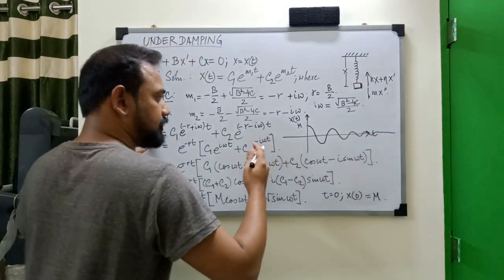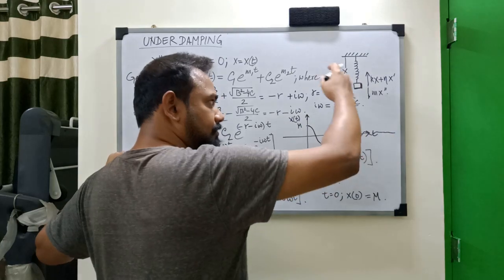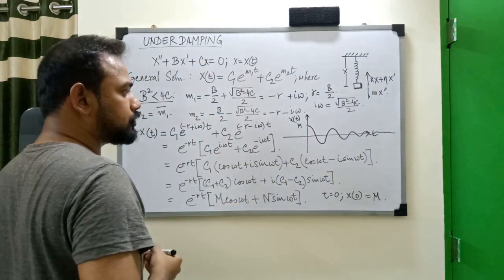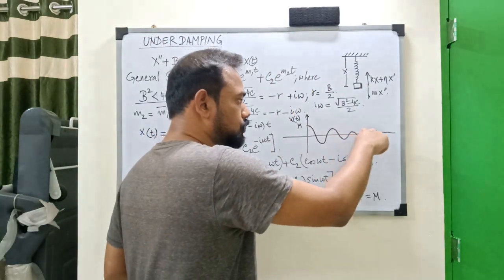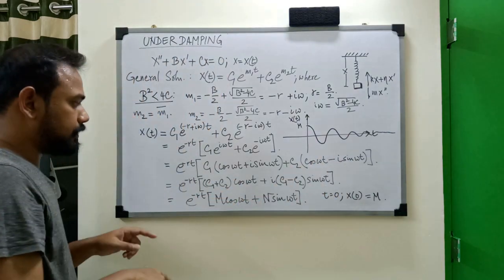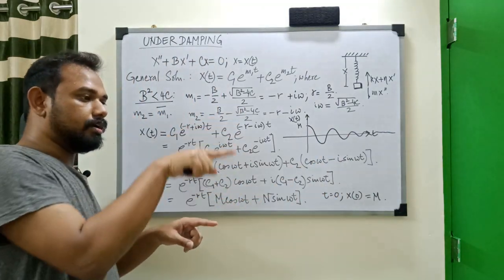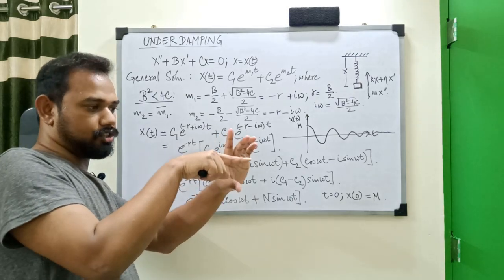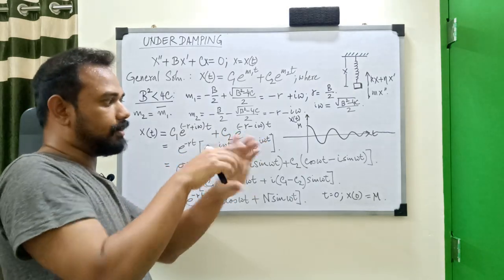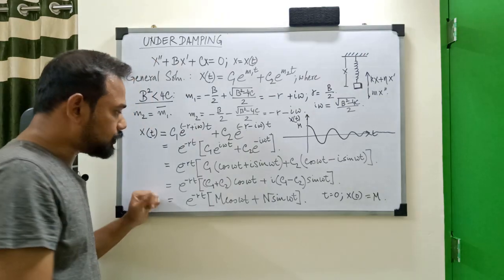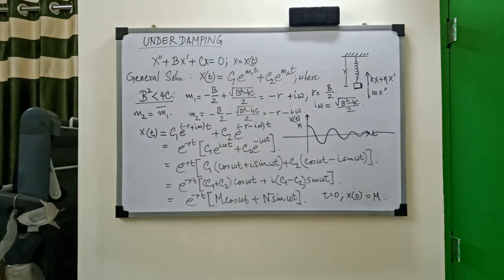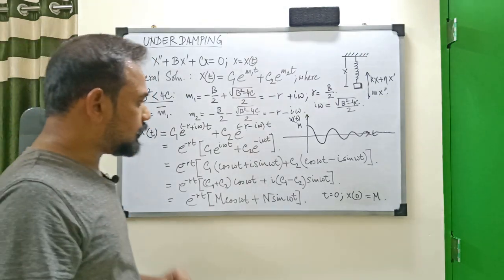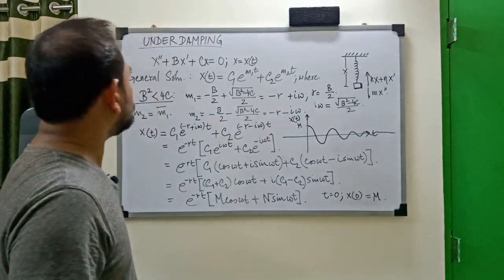And finally, as you let it go on and on, as time goes to infinity, the amplitude is going to be 0. So in other words, the oscillation is going to get lesser and lesser in its amplitude, and it is just going to settle down at one point. It's going to come to a standstill. That's what it means.